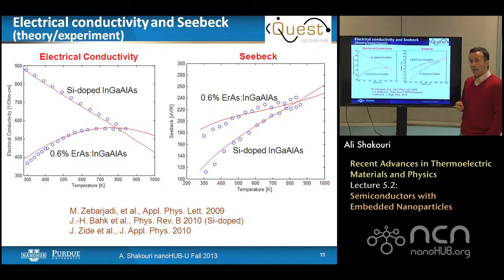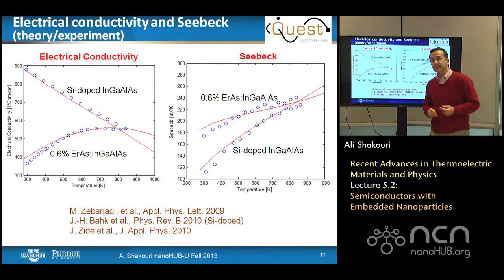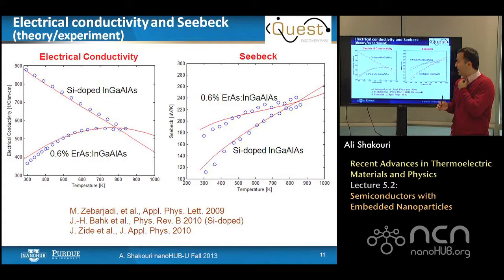Here is the experimental electrical conductivity of indium gallium aluminum arsenide versus temperature when it's silicon doped, standard bulk material, compared to the case where you have 0.6% of these nanoparticles. Again, when you change the concentration of nanoparticles, the average size doesn't change and is similar, 2 to 3 nanometers. Here is the measured Seebeck coefficient, and here is some of the theory that I'm going to explain a little bit.